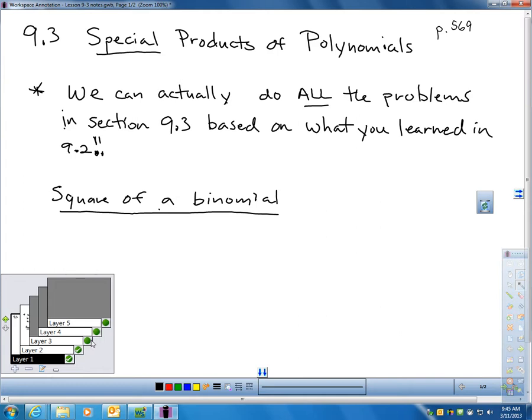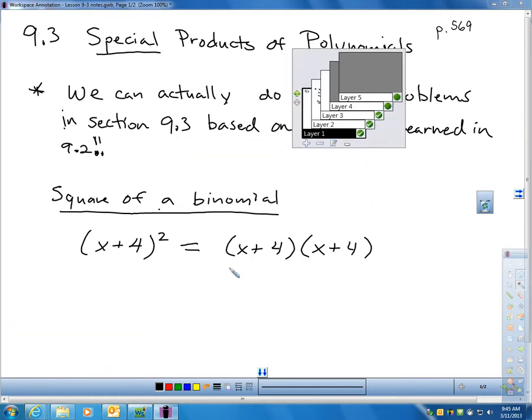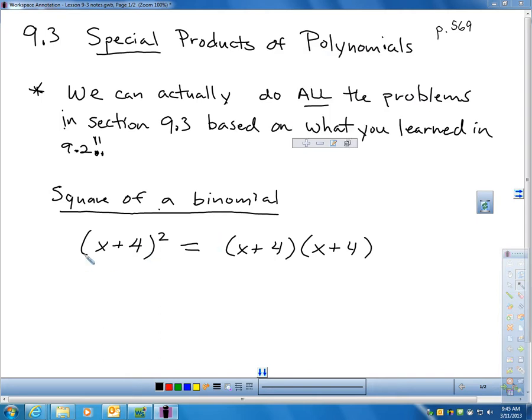So there are two shortcuts I want to teach you. The first one is called the square of a binomial, and you can see it in a blue box on page 569. The second is called the sum and difference pattern, and there are shortcuts to each. So let's take a look at the square of a binomial. That means we're taking a binomial and squaring it. A binomial squared means we're taking x plus 4 times x plus 4.